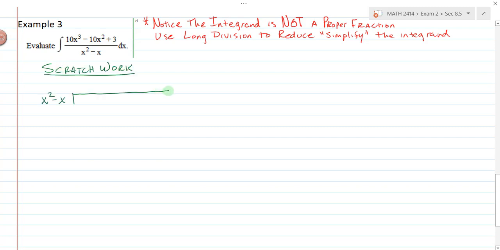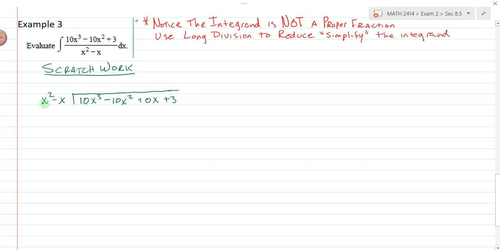So we take the denominator and we divide it into the numerator. Now if you have a missing power, you want to have a 0 term for that missing power. So we have x squared minus x divided into 10x cubed minus 10x squared plus 0x plus 3. You want to have every term for every power of x.